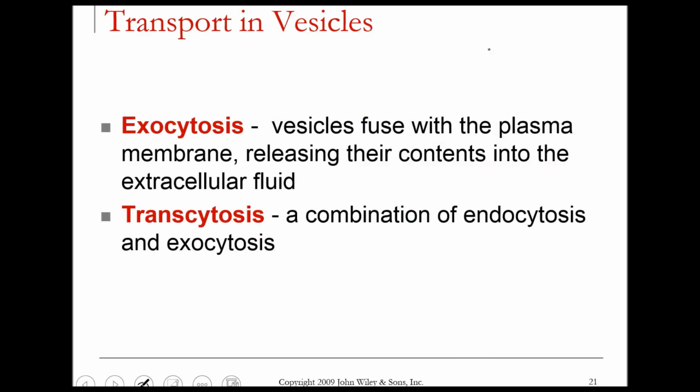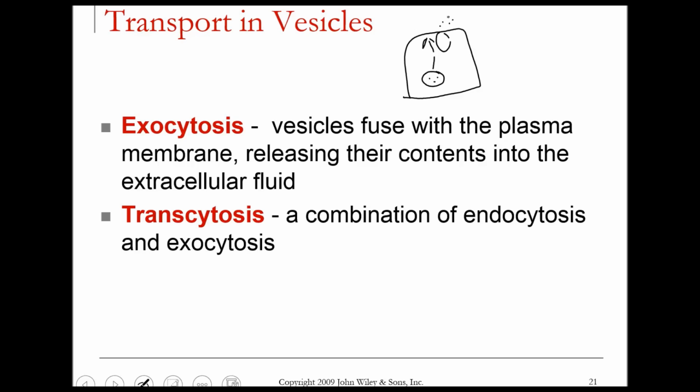Then we have exocytosis. We're only going to mention just exocytosis. In exocytosis, we have a cell, and you have a particle found inside a vesicle, or maybe a few particles inside the vesicle, inside the cell, and we will move that particle to the cell membrane surface and fuse it with the cell membrane surface and release the particles outside of the cell.